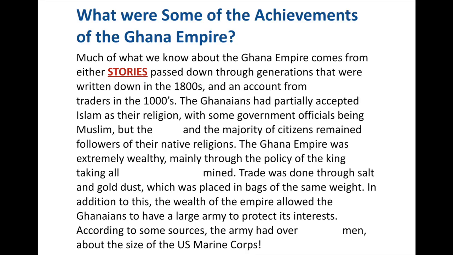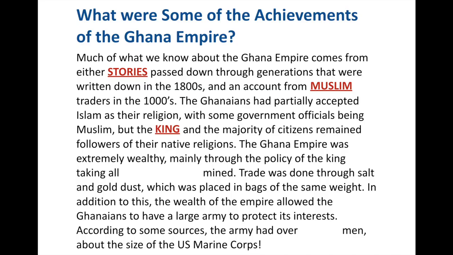The one main written source we have about the Ghana Empire actually comes from Muslim traders in the 1000s, so about 1,000 years ago. They came down to Ghana, looked at the capital city, saw a bunch of things, wrote them all down on their travels, and came back. The Ghanaians, over the course of trade, found they would get good deals from the Muslims if they became Muslim. And they partially accepted Islam as their religion, with some government officials actually being Muslim based on the Muslim accounts. However, the king and the majority of citizens remained followers of their native religion.